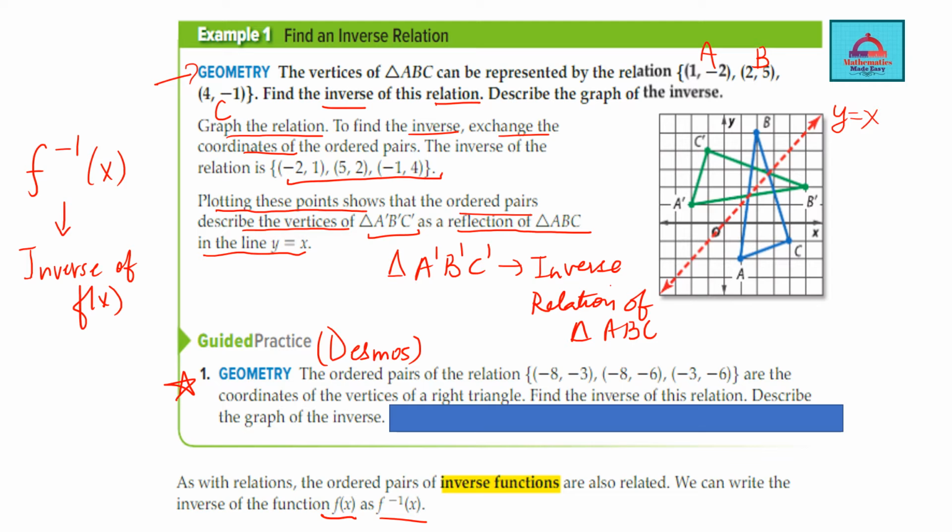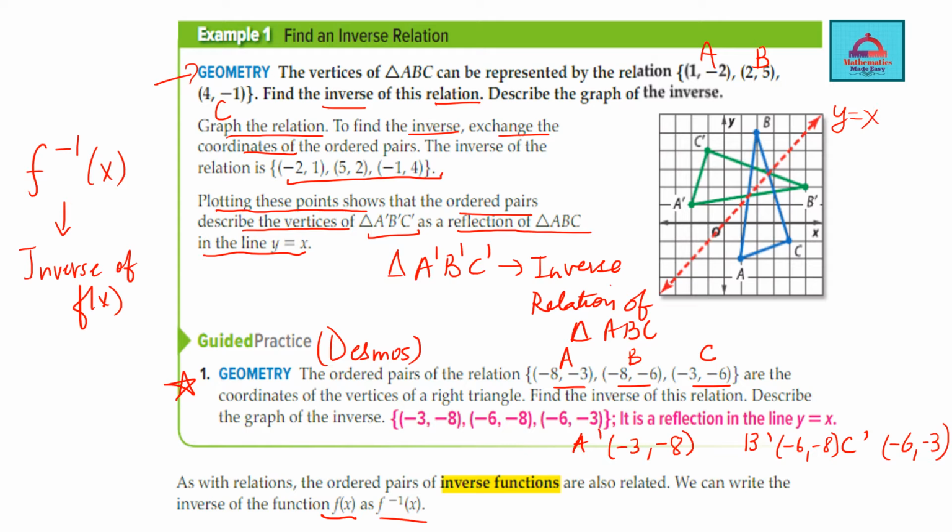So let's go to Desmos, do this question. So we are going to take A, B, C as these 3 points. Then we will make A prime, B prime, C prime, means the points will be (-3, 8), (-6, -8), and (-6, -3). So these 3 different points we are going to draw, and then we find the inverse, which we'll see how in the graph it looks like. So it will be a reflection definitely along the line y equal to x. And let's now go to Desmos and do the graph.